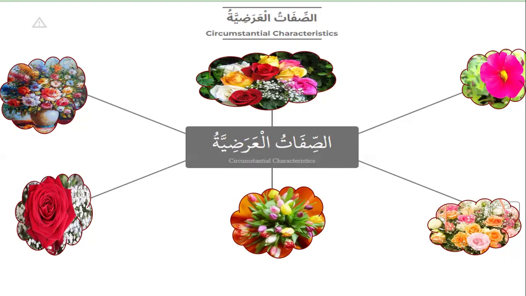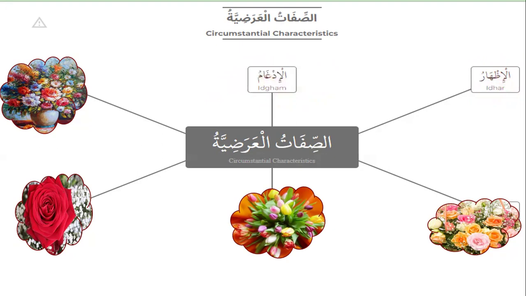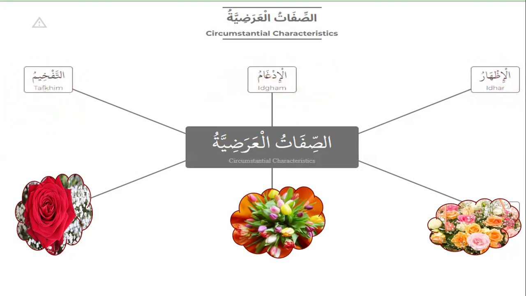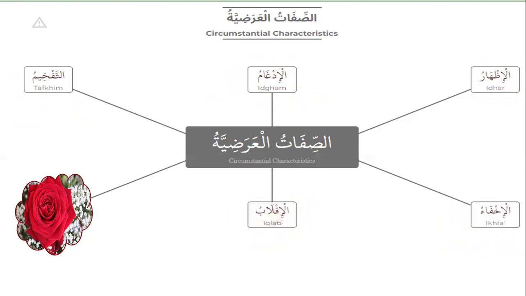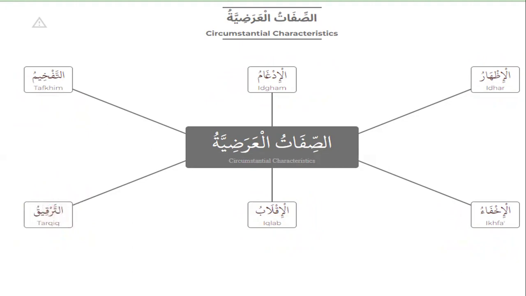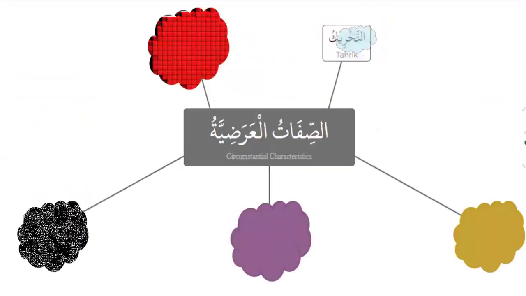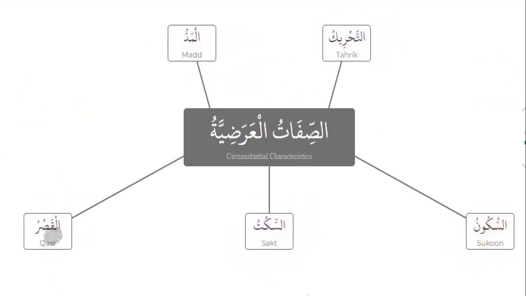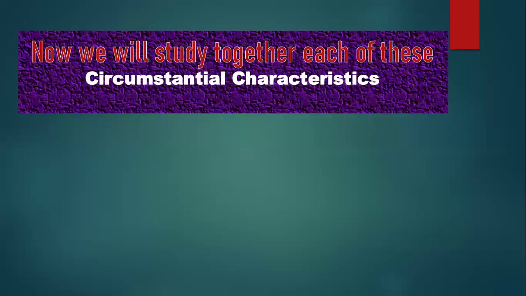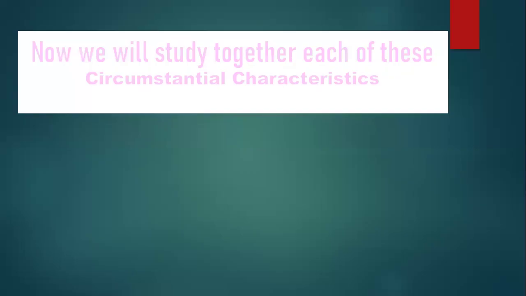Circumstantial characteristics are many. Number one, إظهار. Number two, إدغام. Number three, تفخيم. Number four, إخفاء. Number five, إقلاب. Number six, ترقيق. تحريك, مد, سكون, سكت, and وقف. Now we will study together each of these circumstantial characteristics.